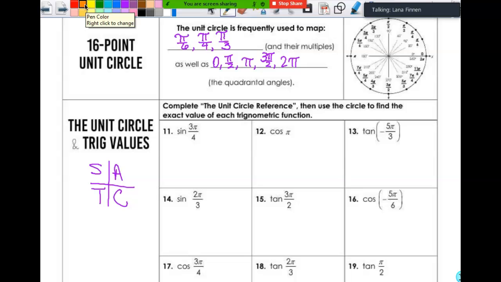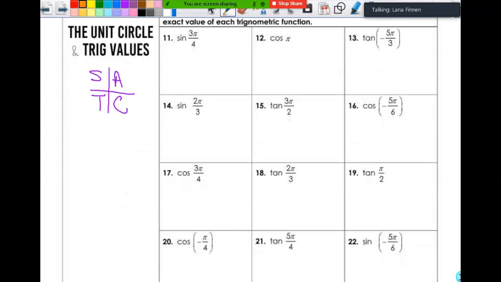So I'm going to start with the 3 pi fourths. What quadrant is 3 pi fourths in? Second. And in the second quadrant, sine is positive. My reference angle is pi fourths, so the sine of pi fourths is whatever my answer is, square root of 2 over 2. Okay, everybody okay with that process? Yes? Again, just practicing. I know it seems like the same thing over and over again, but that's what practice is, really.